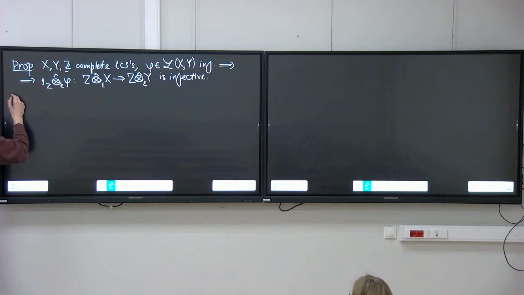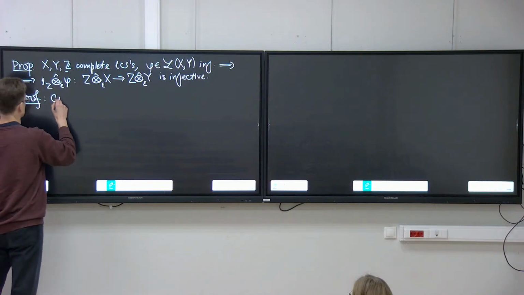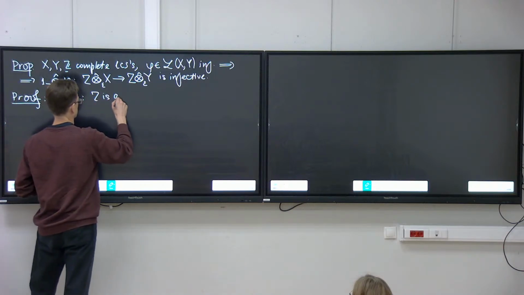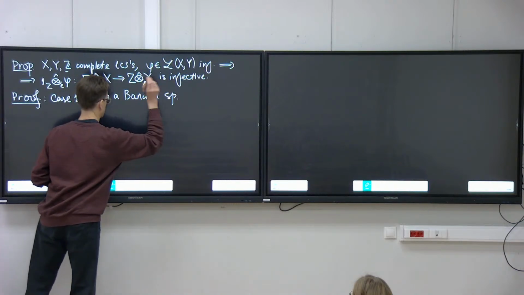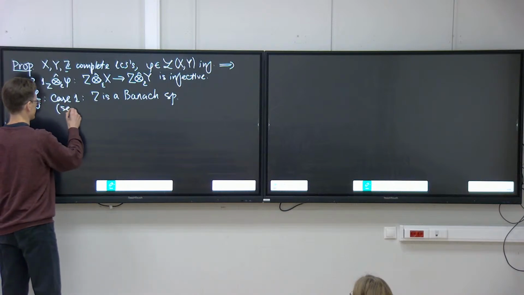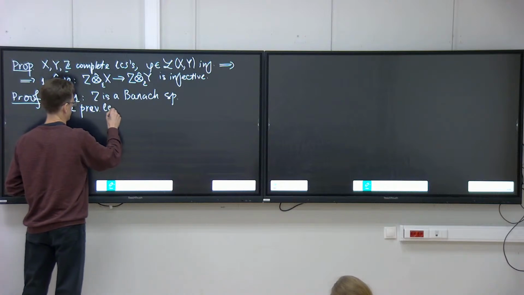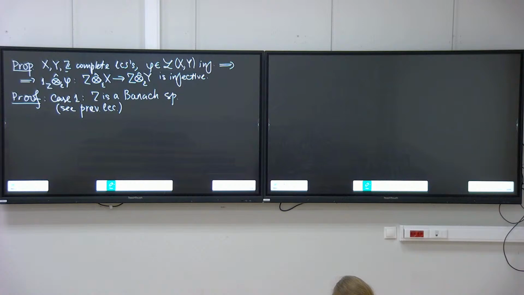And we discussed the following special case. Case 1, the case where Z is a Banach space. So this was considered at the previous lecture. And that's it. So this was the end of the lecture. And I forgot to consider the general case. So let's consider the general case now.